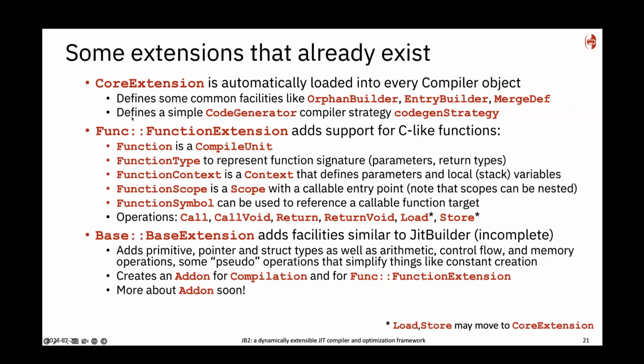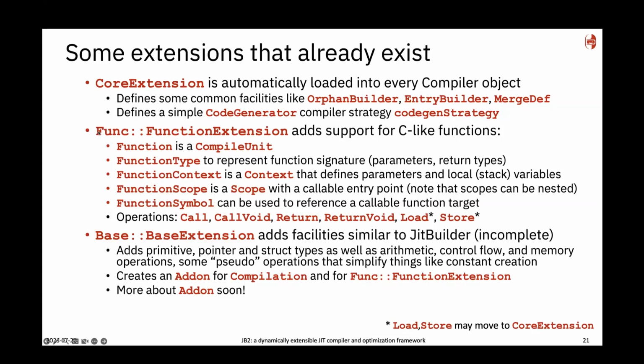It also defines a simple code generator compiler strategy, which all it does is try to invoke a code generator. There is no code generator in the core piece of JitBuilder 2, but other extensions can load a code generator that will be dispatched when this code generator strategy happens, and I'll talk a little bit about that on one of the next slides.